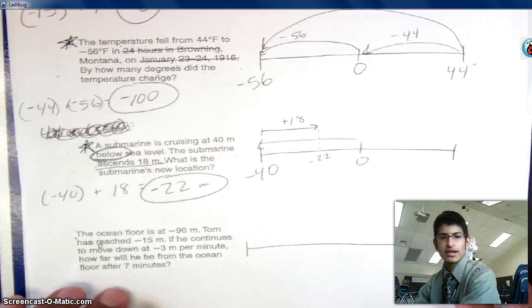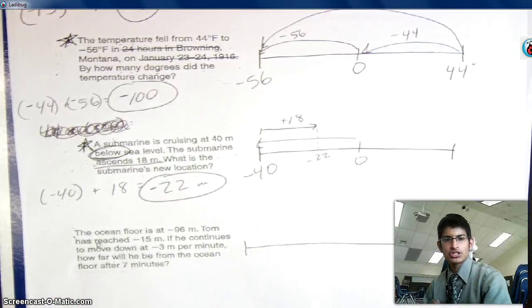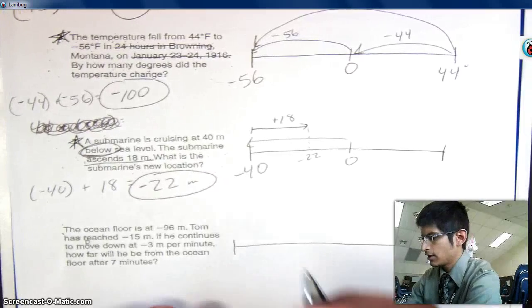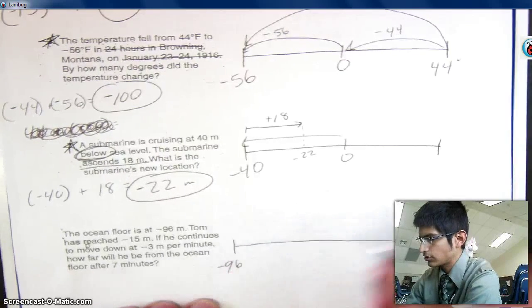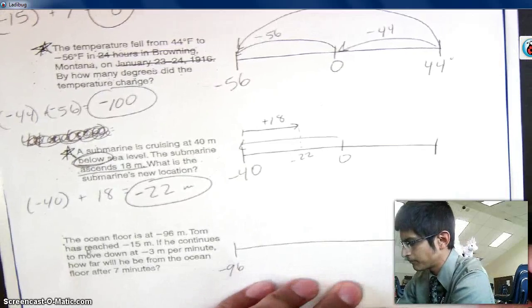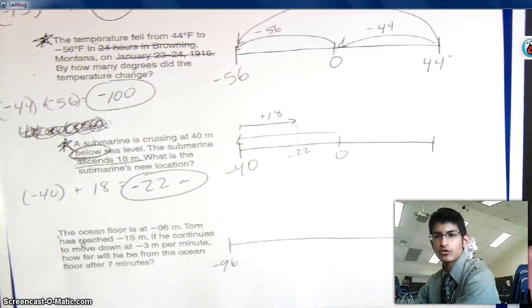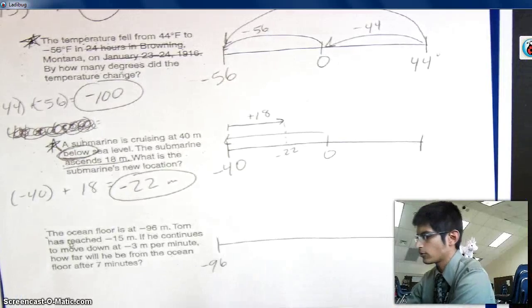The ocean floor is at negative 96. Tom has reached negative 15 meters. If he continues to move at 3 meters per minute, how far will he be from the ocean floor after 7 minutes? Okay, so I'm going to use my whole number line here. Here's negative 96, and he's going to start at negative 15. So the first part says he will move down at 3 meters per minute. So he's going to go backwards 3 meters per minute.